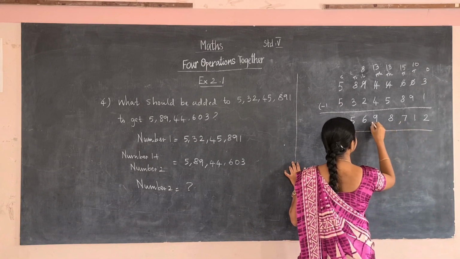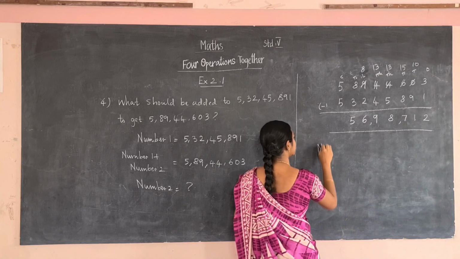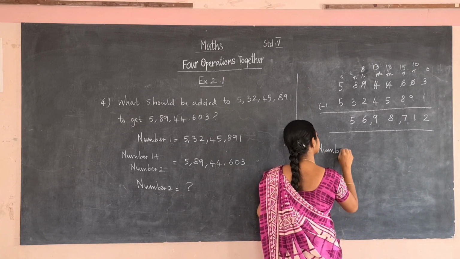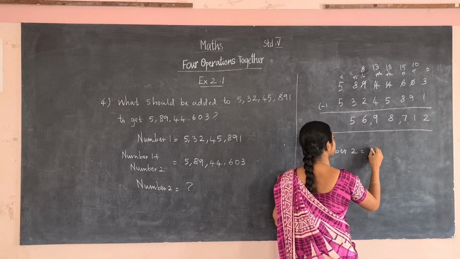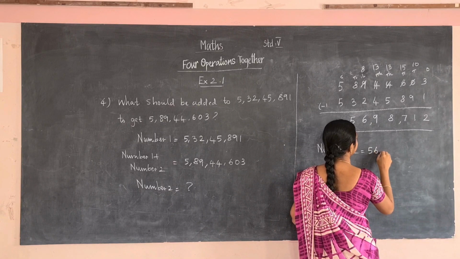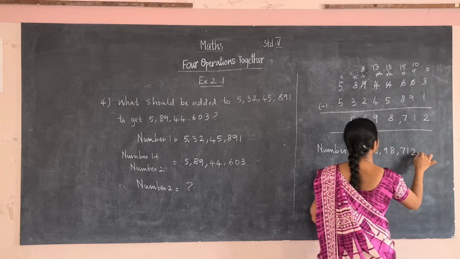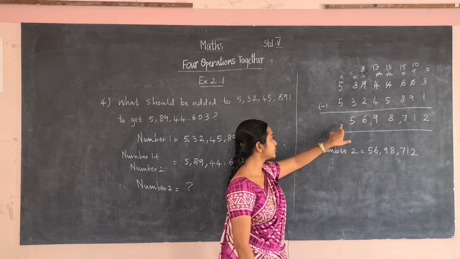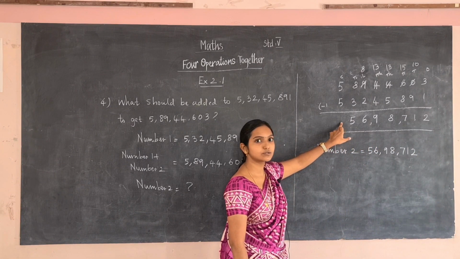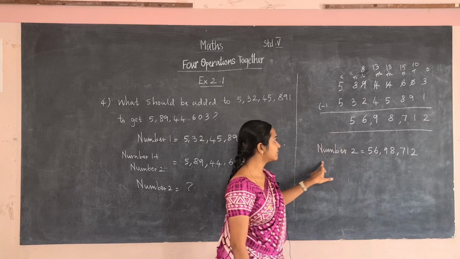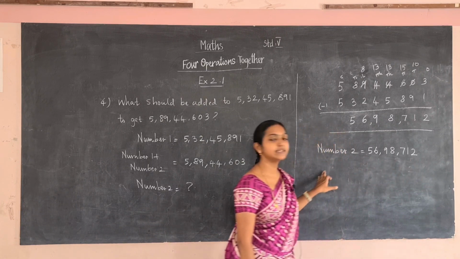So number 2 is 56,98,712. You need not put 0 here because no number starts with 0. We have found number 2. This will be the answer.